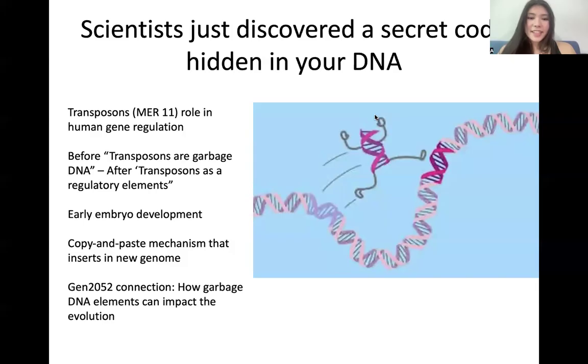Okay, so today I'd like to discuss an article from Science Daily titled "Scientists Just Discovered a Secret Code Hidden in Your DNA." It is about transposons, specifically the MER11 family and their role in human gene regulation. Before taking this course, I thought of transposons more as junk DNA, but the article showed otherwise. This element can influence gene expression, especially during early embryonic development.